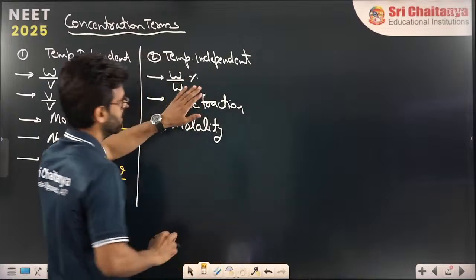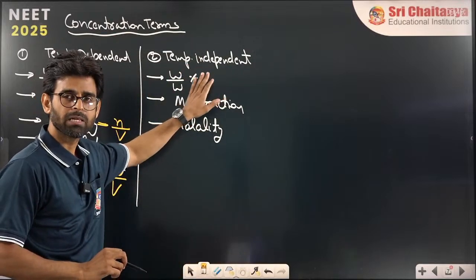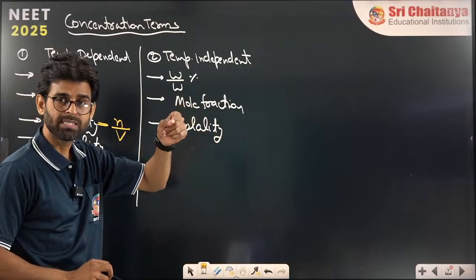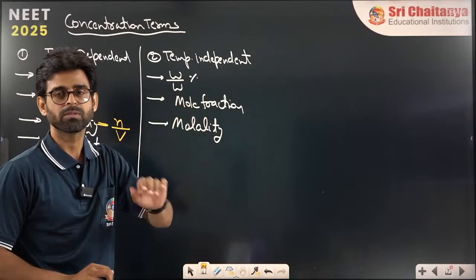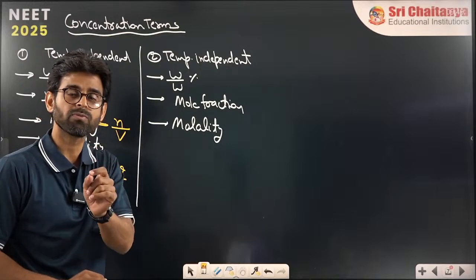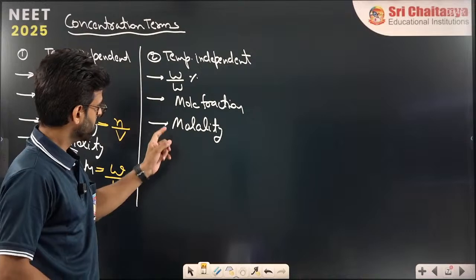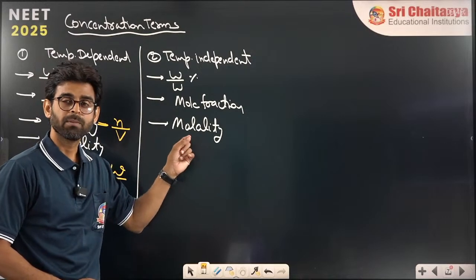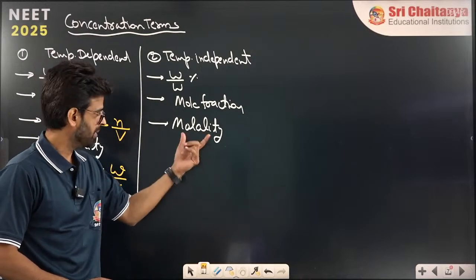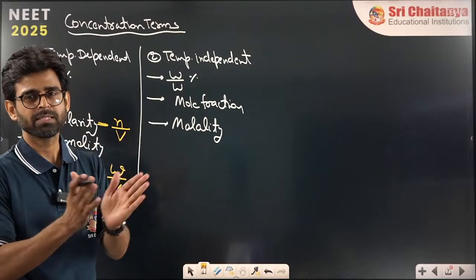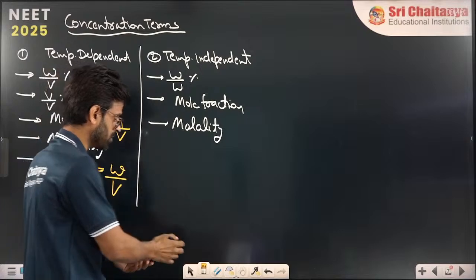What is weight by weight? Weight of solute divided by weight of solution into 100. Mole fraction: mole of that component divided by total moles. And the sum of the mole fractions of all the components is equal to what? 1. Very good. Molality: number of moles of solute divided by weight of solvent in kg, right? The terms and the formulas you can see in NCERT also.